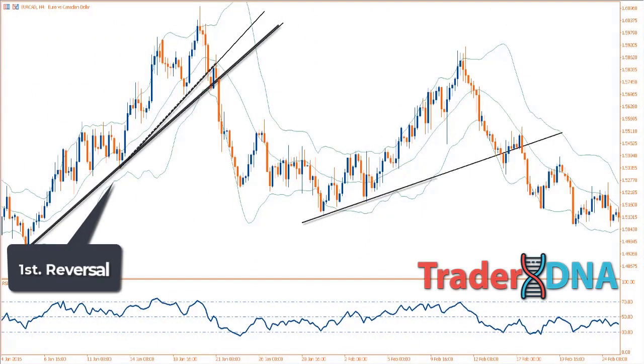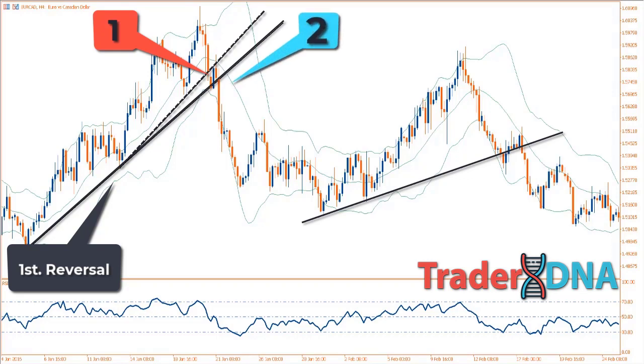First reversal. The initial entry could have been at point 1, when price broke the trend line and the moving average. A safer entry could have been taken at point 2, after the retest. Note how those retests of the trend lines often coincide with a retest of the moving average as well, which is a great confluence signal.